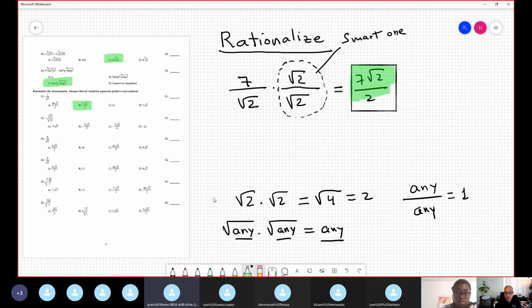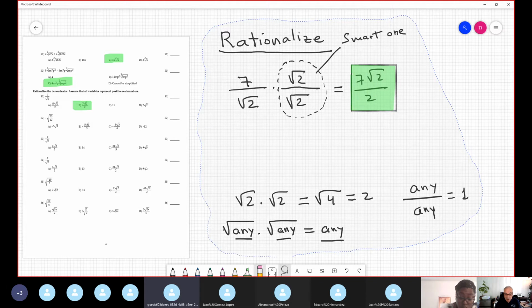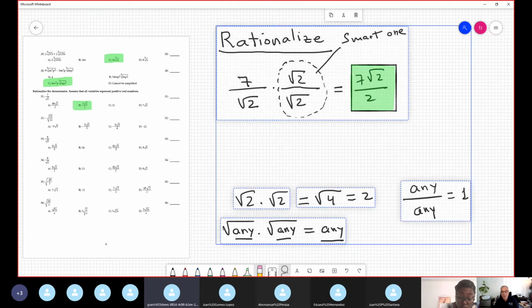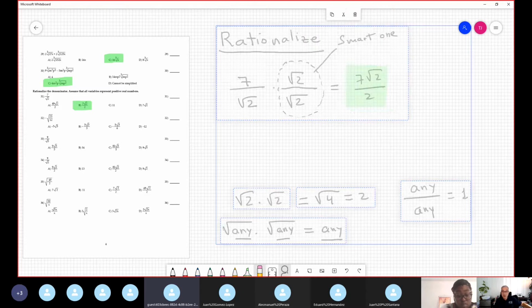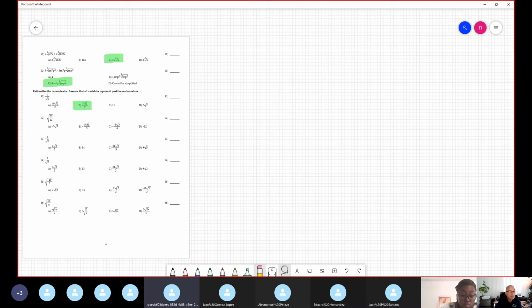Okay, let's practice rationalization. It's easy. Rationalization is eliminating the radical in the denominator, and the fantastic way to do that is to multiply by the smart one. The smart one is formed by the repetition of the radical that we actually have in the denominator, and that's it.